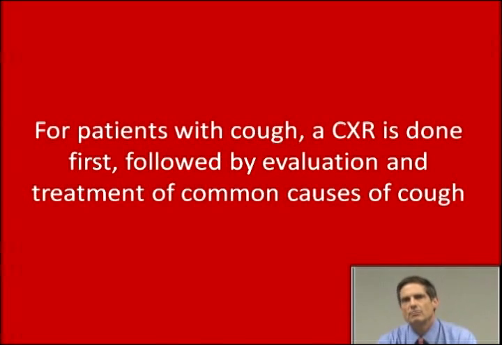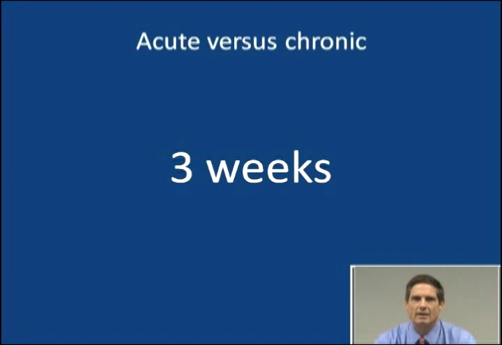So again, the point with cough is that a chest x-ray is done first. Then you follow that, usually with evaluation and treatment for the common causes of cough. Now, what is a chronic cough? What is an acute cough? Somewhat arbitrarily, the cutoff has been put at 3 weeks. You can divide patients generally into those with an acute cough, which is less than 3 weeks duration, and a chronic cough of more than 3 weeks duration.